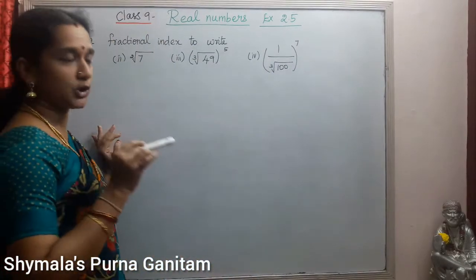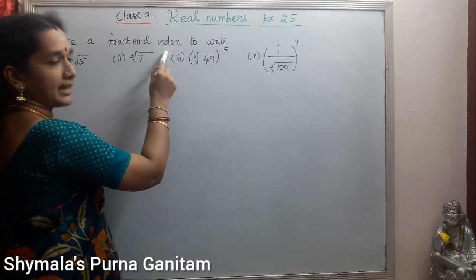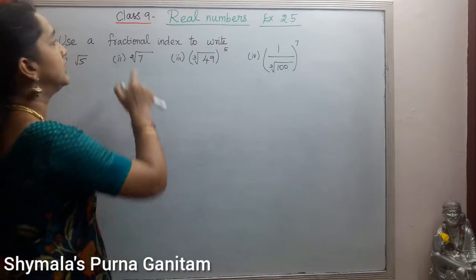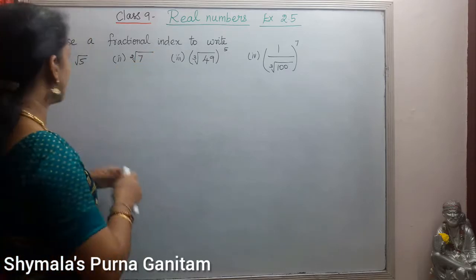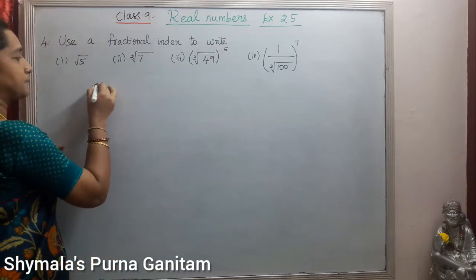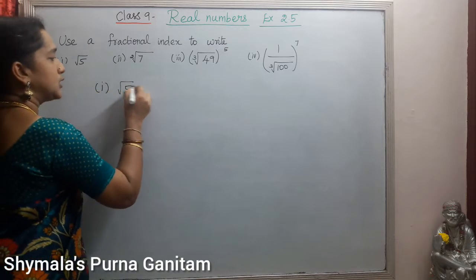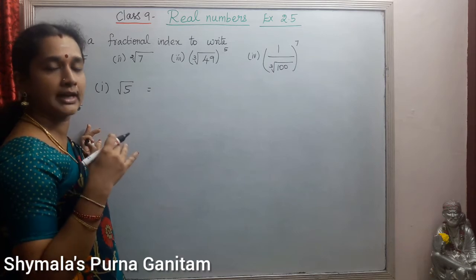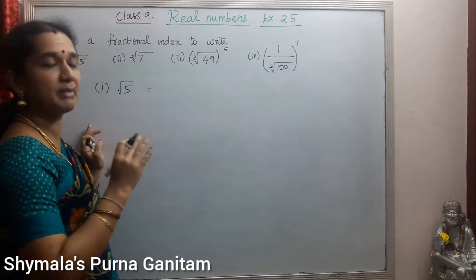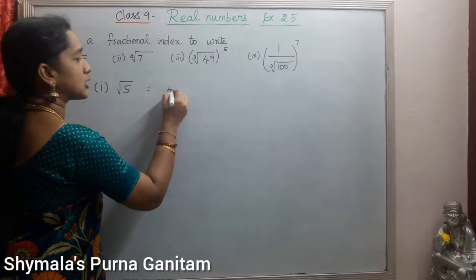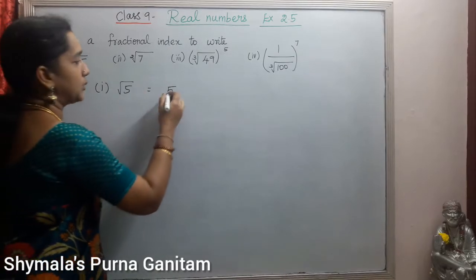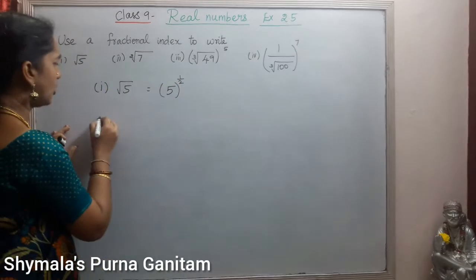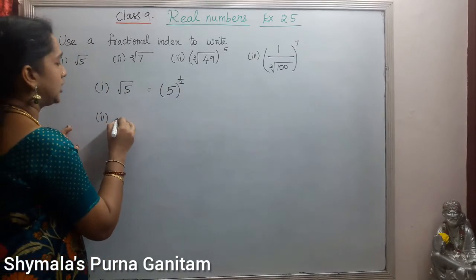5th exercise, 4th sum. Use the fractional index to write. 4 different questions are given. We are asked to write the fractional index. Okay, so the first one is root 5. How can we write this root? We can write that as power 1 by 2. So the fractional index of this root 5 is equal to 5 power 1 by 2. That's all.